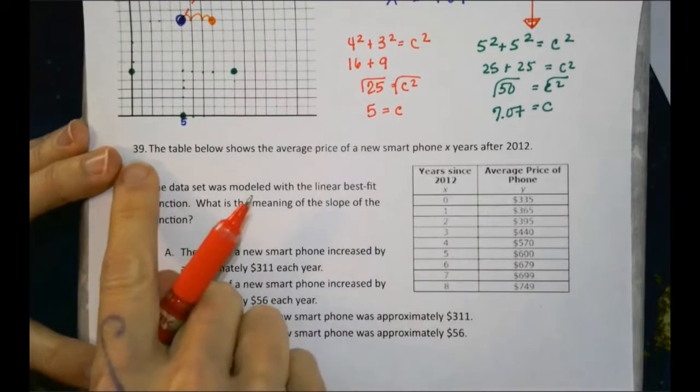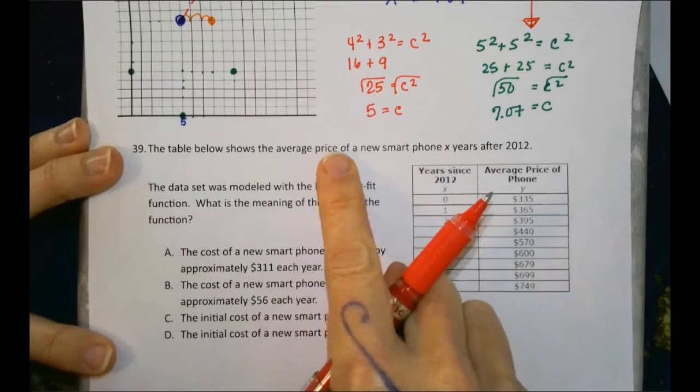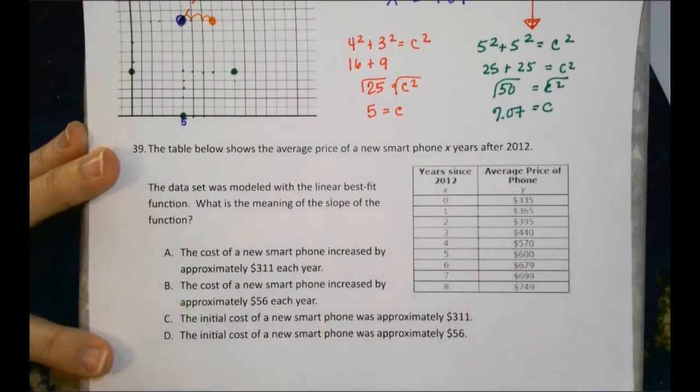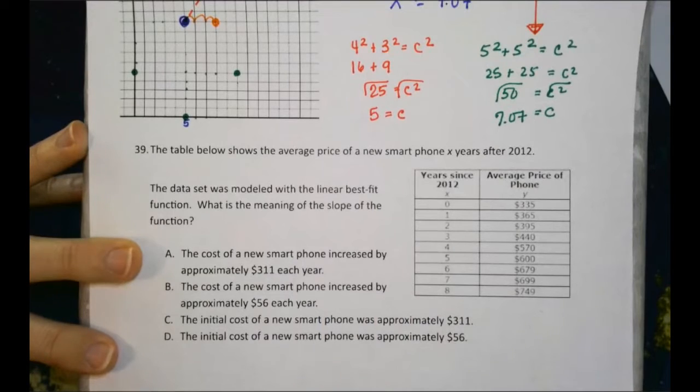All right, the table below shows the average price of new smartphones in X years after 2012. The data set is modeled with the linear best fit function. What is the meaning of the slope of the function? So this is where we're going to go to Desmos. You're going to start a table because this is line of best fit.